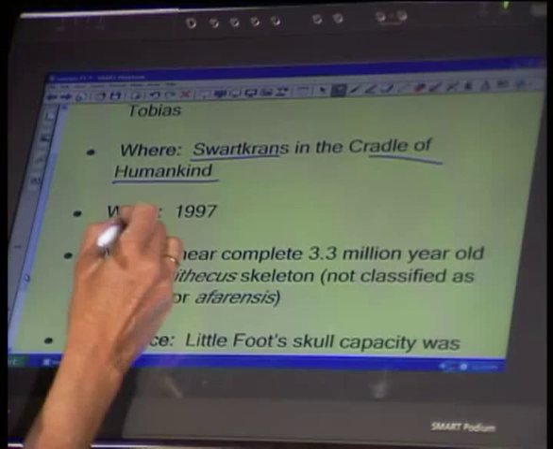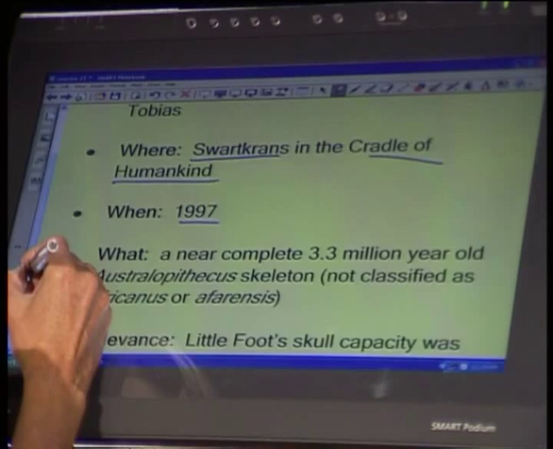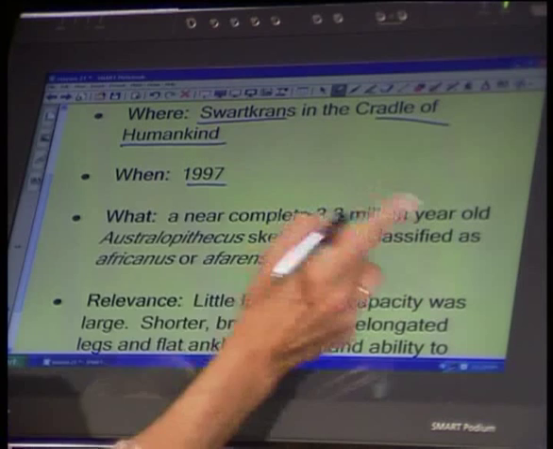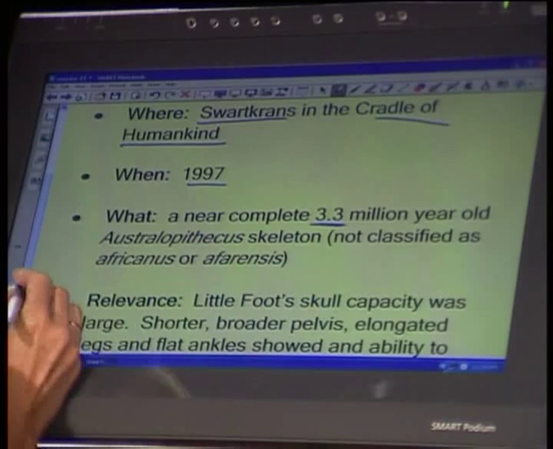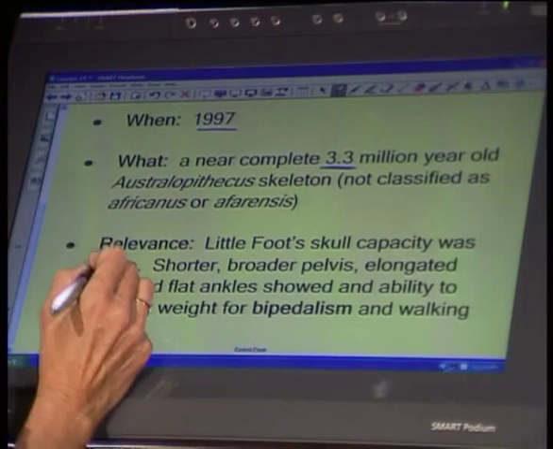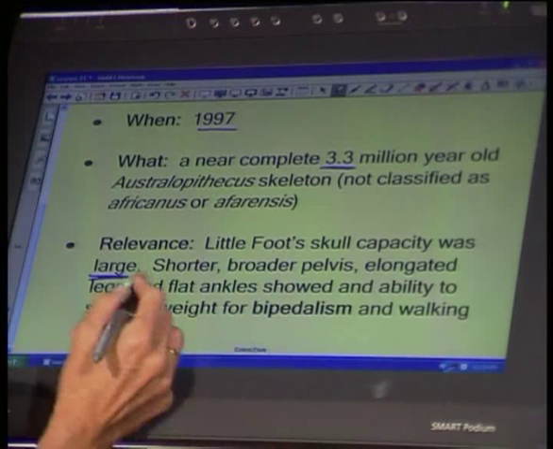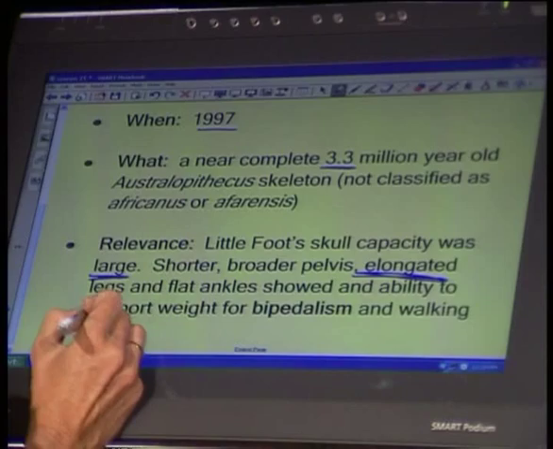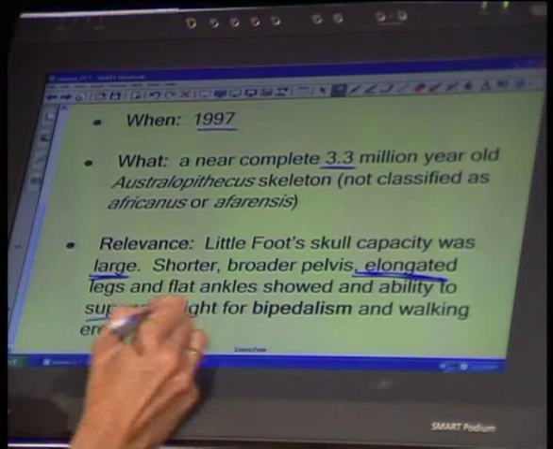Okay, when was it found? In 1997, so it was quite soon, probably when most of you were born. It's a near 3.3 million year old Australopithecus skeleton, and they haven't classified it as Africanus or Afarensis. The relevance? Well, Little Foot's skull capacity was large, so he had a good brain, okay? And a shorter, broader pelvis, elongated legs with flat ankles, which showed the ability to support his weight for bipedalism. In other words, by now, he was walking erect.